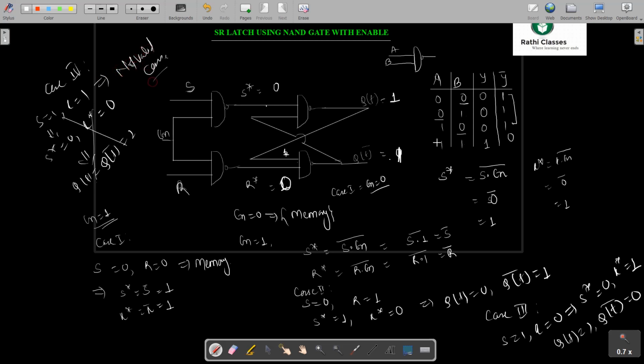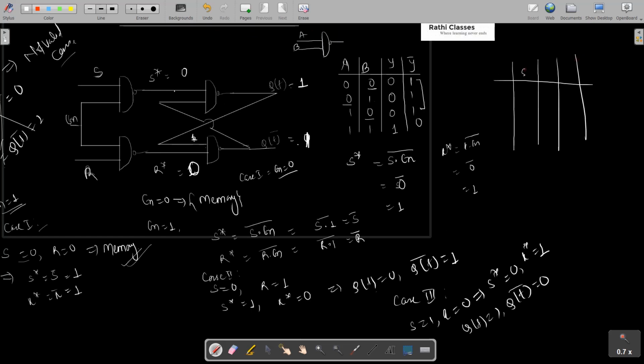So as you can see, the only impact which we have got is, after applying the switch, if you make enable 0, it will be considered to be memory. That means whatever previous value has been stored, it will be following that. And for enable equal to 1, we have done the 4 cases. Say this is S, this is R, this is S star, this is R star, and I will be writing Q of T. So first case 0 0, 0 1, 1 0, 1 1. These are all when enable is high. As we know, if enable is low, irrespective of S and R, my output is always 1. So the case would be of memory.